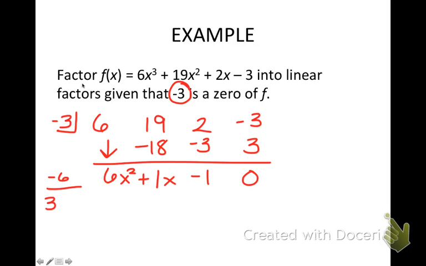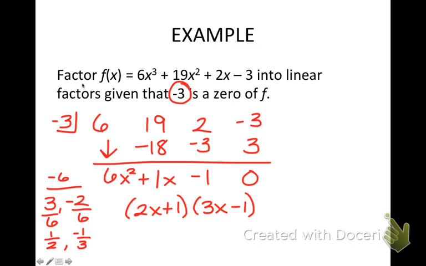3 and -2. Since my leading coefficient is 6, I'm going to put both of those over 6. 3 over 6 reduces to 1 over 2. 2 over 6 reduces to -1 over 3. So what do those look like in factored form? Good, so we got a 2x plus a 1, 3x minus a 1, and now we can't forget about the original 0 that they gave us, which is a -3. Now think backwards. If the 0 is -3, what would that look like as a linear factor?